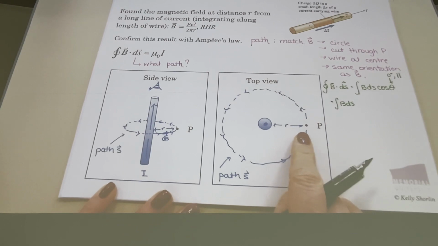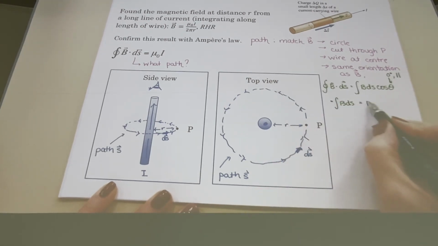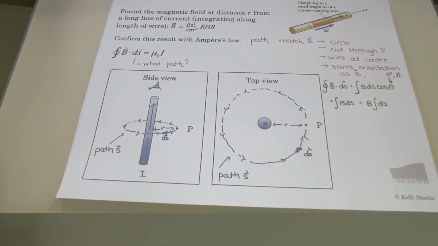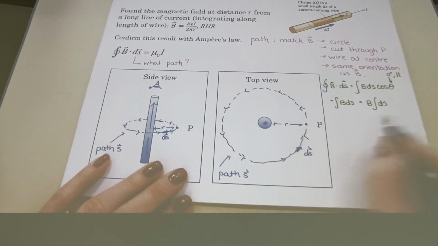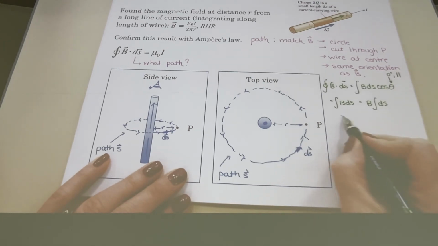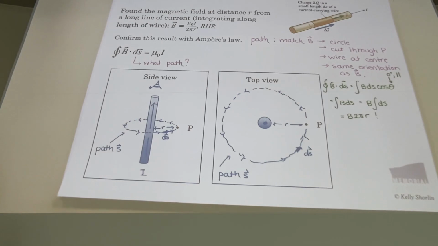As long as we're a constant distance from our wire, that magnetic field is going to be a constant. So B comes out front. We've got B times the integral of ds. The integral of ds is the distance along our path. We add up all the little bits, so we get the circumference equals B times 2 pi r. So there's the left-hand side of our equation.